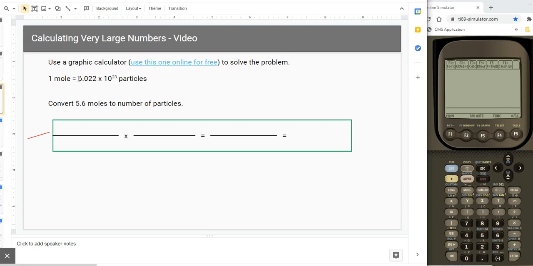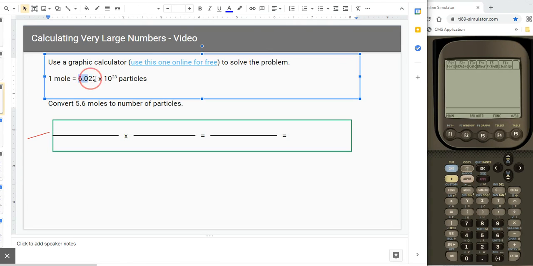When we're doing conversions with really, really big numbers that we have to express using scientific notation, such as the mole or Avogadro's number, we need to learn how to do that using our graphing calculators, because typically you're not able to do that using a phone calculator. So we need to get comfortable with that. As a quick reminder, what does this mean?